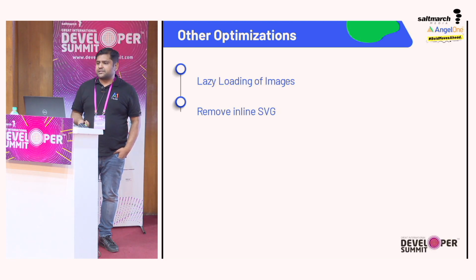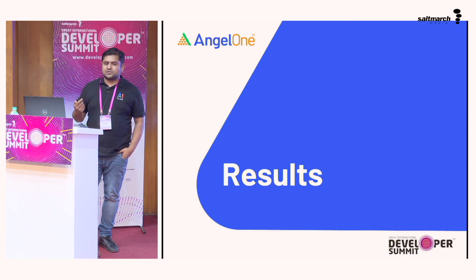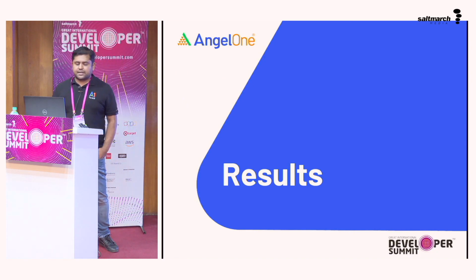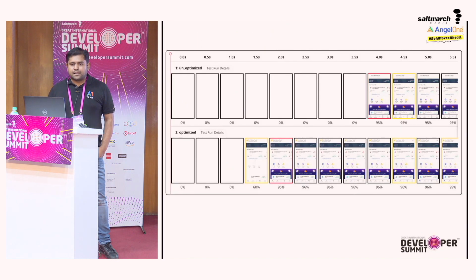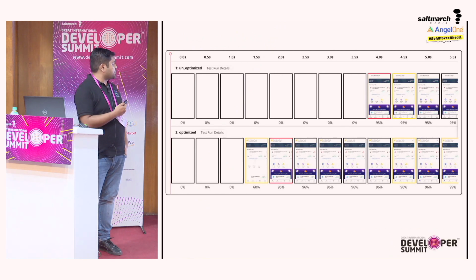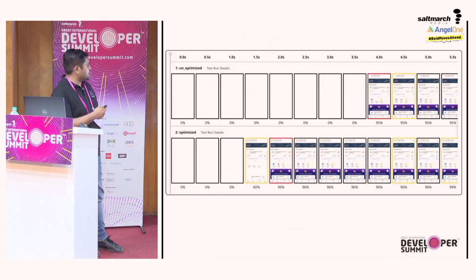But now the question is, what was the benefit? Did we achieve anything? What was the result of that? The top one is an unoptimized version and the bottom one is an optimized version, I would say not so optimized for the first one, and this is the timeline of the page load. If you see, for the optimized version, the content is loaded quite quicker than the unoptimized, and this test was run on a fast 3G connection.